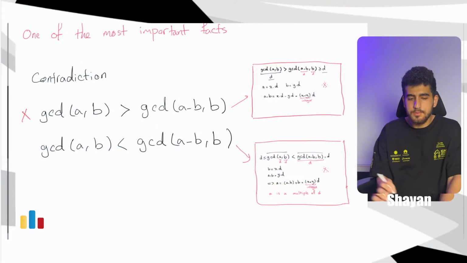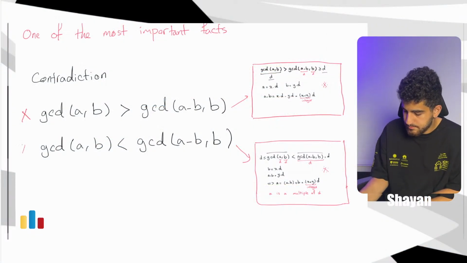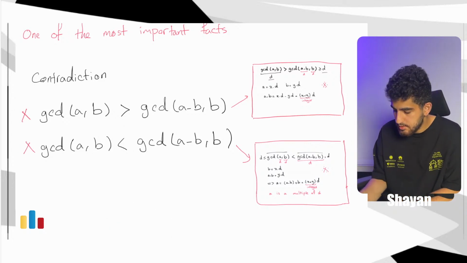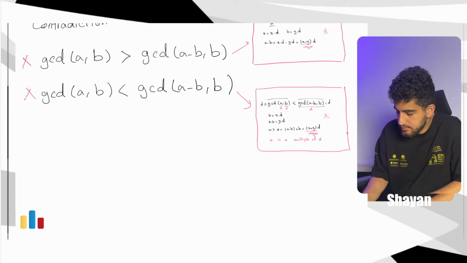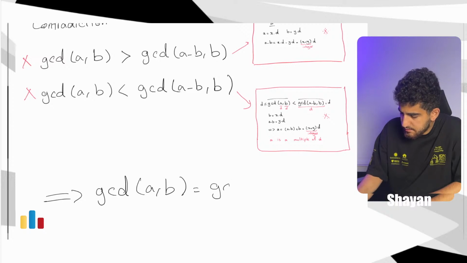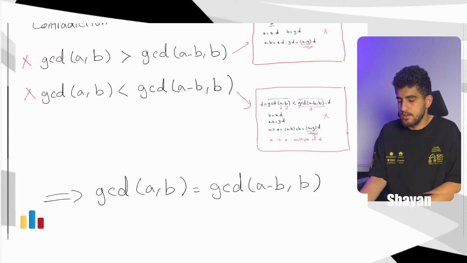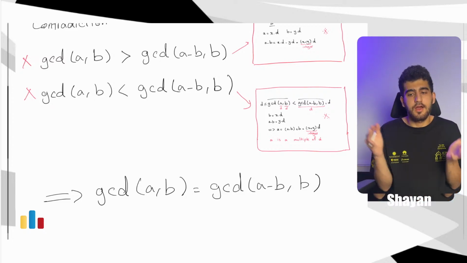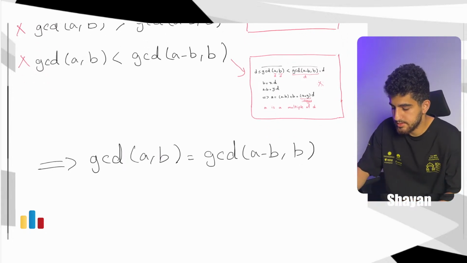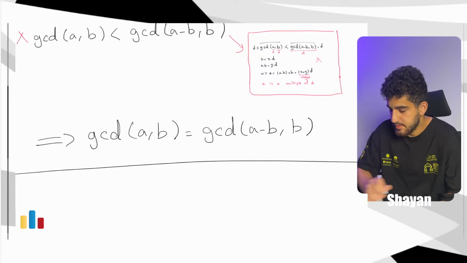So we showed that both of these parts are not possible. Let's make it bigger. Both of these parts are not possible. So we got a contradiction in both parts. So I proved a very important fact: GCD of A and B is equal to GCD of A minus B and B, assuming that A is greater than B. If B is greater than A, I subtract A from B and go in the other direction. So this is correct.